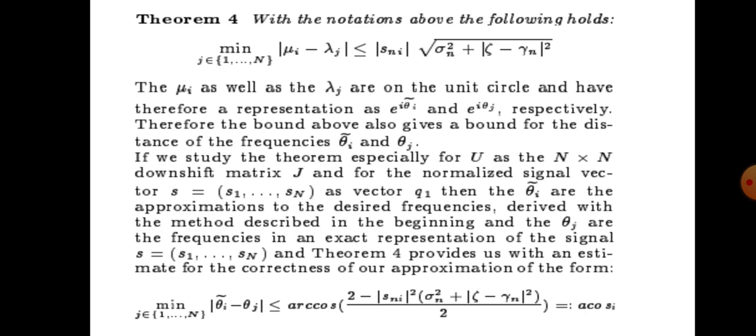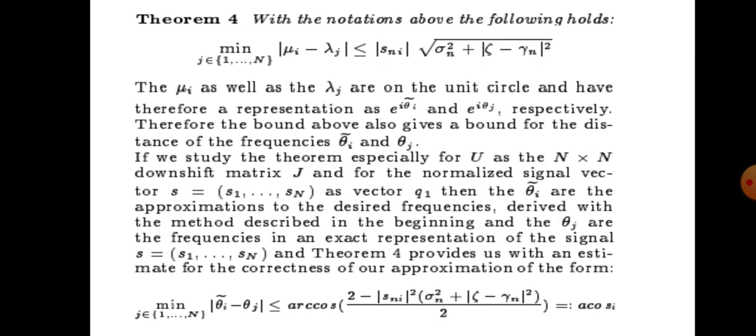Now let's look into theorem 4. Theorem 4 says, with the notations above, the following holds: the minimum over j in 1 to n of modulus mu i minus lambda j is less than or equal to the square root of sigma n squared plus modulus of 1 minus r_n whole squared. The mu i as well as the lambda j are on the unit circle and have therefore a representation as e to the i theta i bar and e to the i theta j respectively. Therefore, the bound above also gives a bound for the distance of the frequencies theta i to theta j.